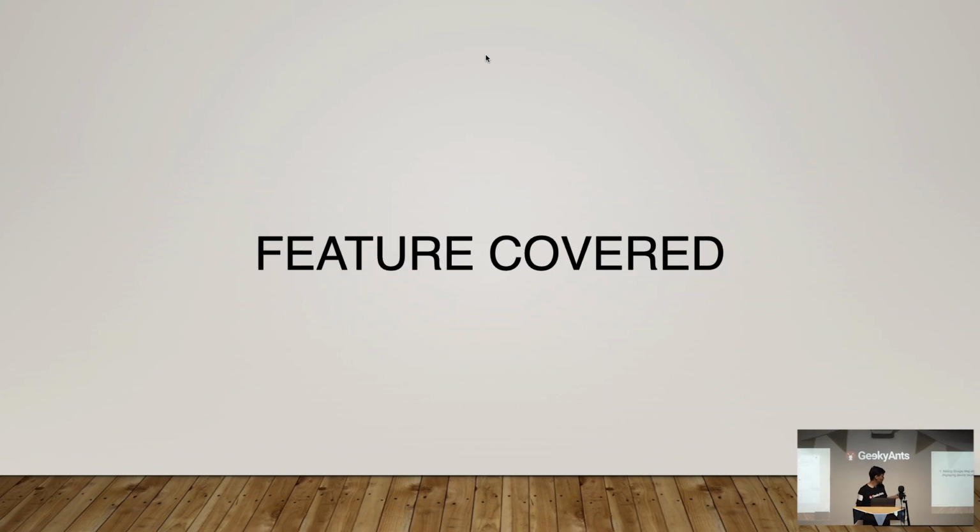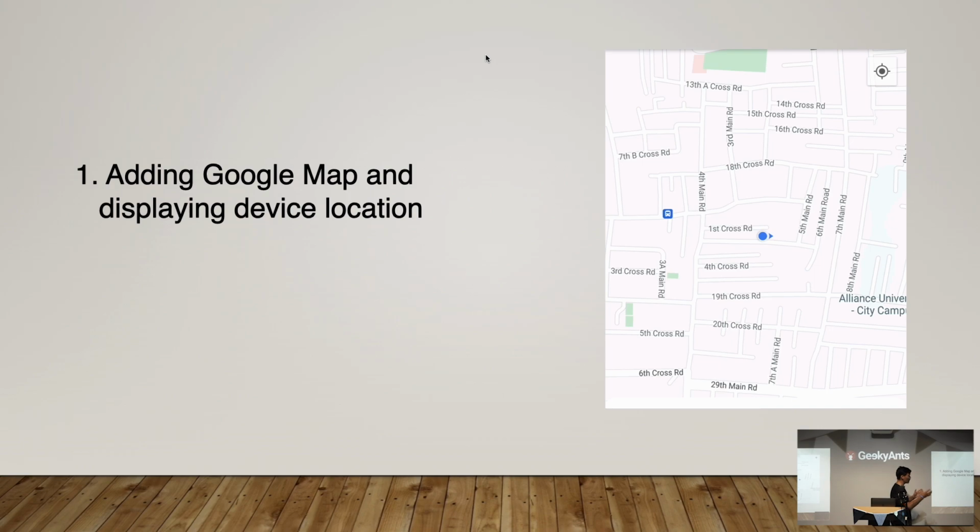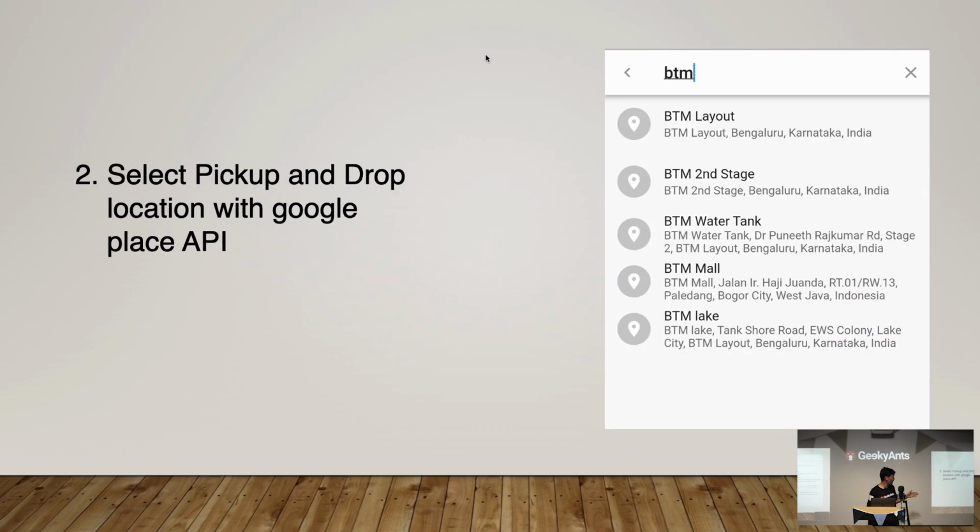First, we'll try to add a Google map. Obviously we need a Google map to track location and all, right? So first we'll add the Google map in the Flutter application, and then we'll try to select the pickup and drop location, right? So this is what our application will do.